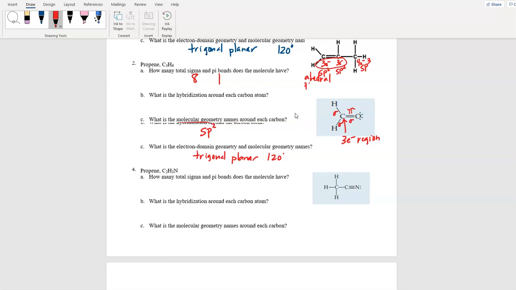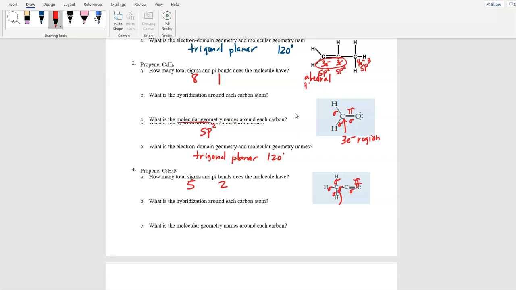Total sigmas and pi's. So each one of these is a sigma. But in that space between the carbon and nitrogen, I do have 2 pi's in there. So I have a total of 1, 2, 3, 4, 5 sigmas and 2 pi's. Okay, so the more pi's you have, the stronger the bonds. And what is the hybridization around each carbon?